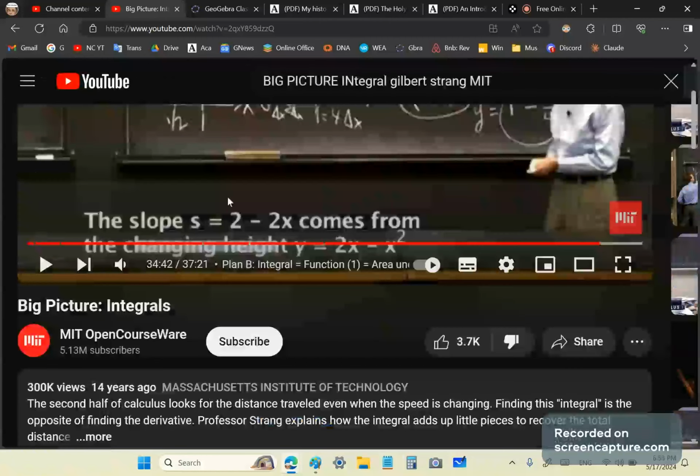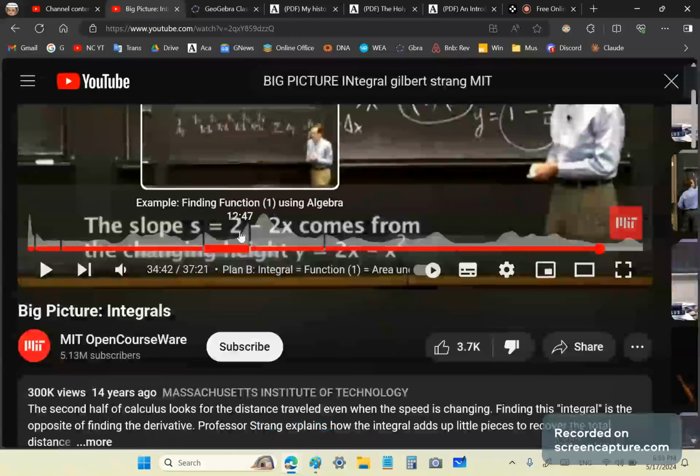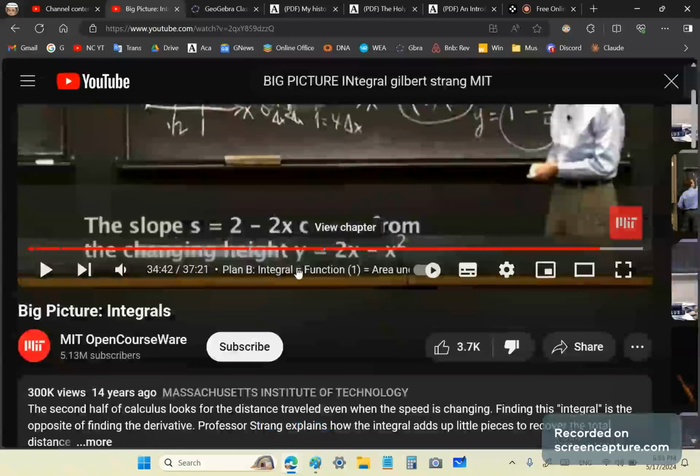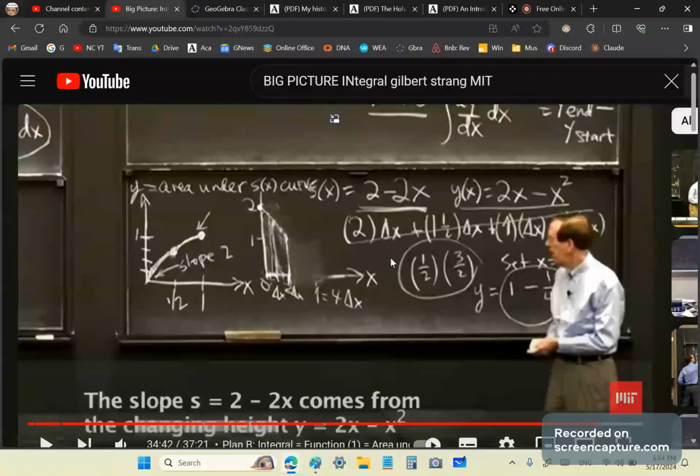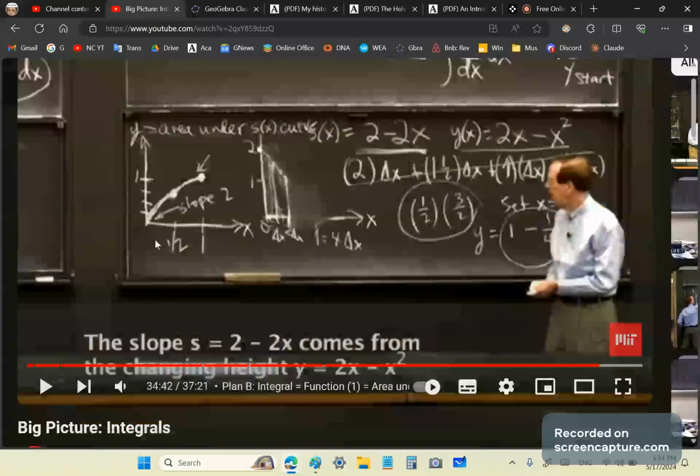He says the slope 2 minus 2x comes from the changing height y equals 2x minus. No, no height is changing here. As you can see, all these heights have been the same since perpetuity, are the same, and will remain the same forever. So nothing is changing, okay? That's one of the big lies that this moron and his idiot colleagues at MIT have been peddling for decades, because they don't know why calculus works.